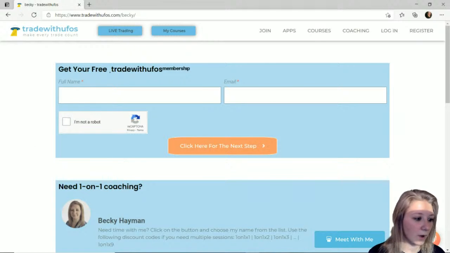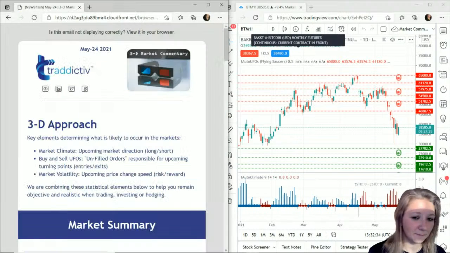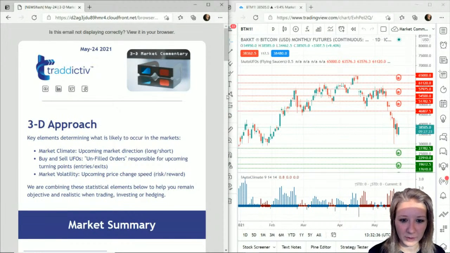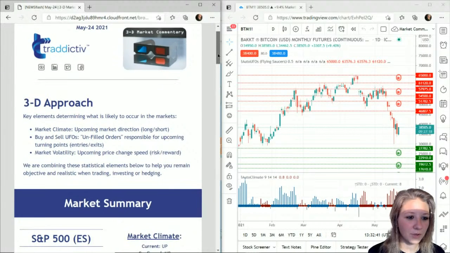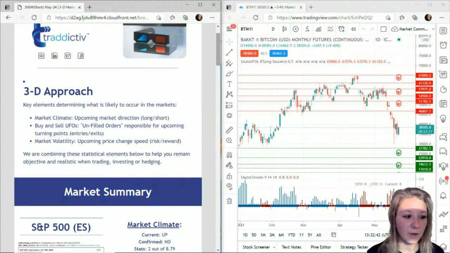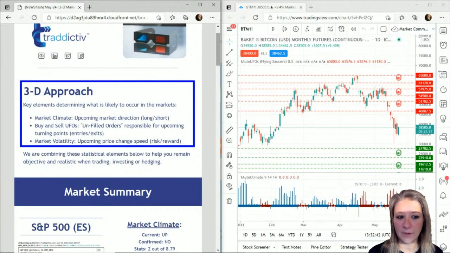Okay, so let's move on to the actual content of what we're looking at. We are looking at this email. So like I said, I'm just going to squidge it over a little bit, give us a little bit more room there. There we go. So if we just scroll down a second, I said that we look at 3 major elements, and this is what we have here. So first things first, market climate, meaning upcoming market direction, up or down, long or short, should we buy or sell? Where do we have probabilities, up or down? Now sometimes there's not enough probabilities either way, and we'll choose to do nothing. So we either buy, sell, or do nothing.